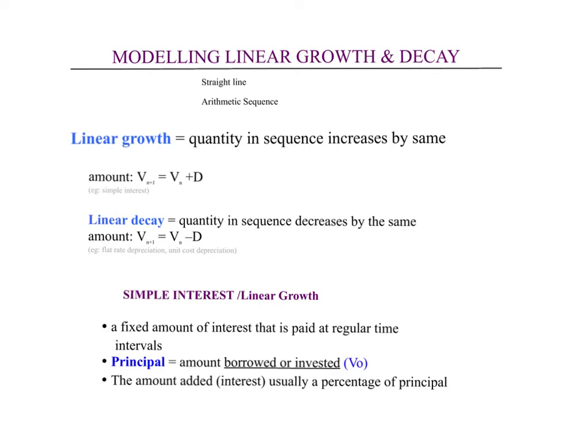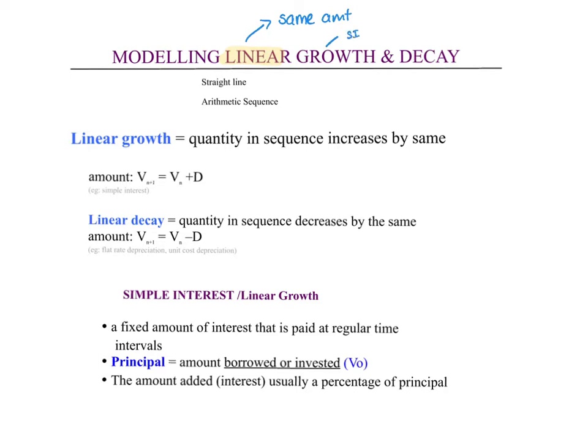decay. So what this means, when you've got linear growth, it actually means it's going up by always the same amount. So if it's growth, you're adding the same amount. If it's decay, you would be subtracting the same amount. And so examples of things like that are simple interest.